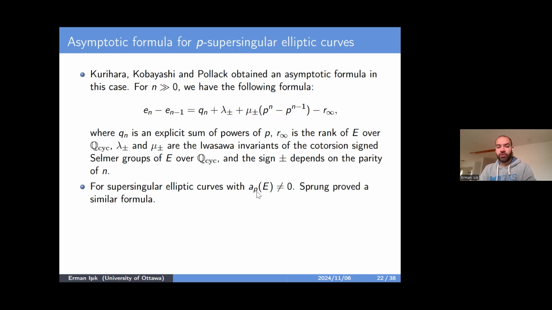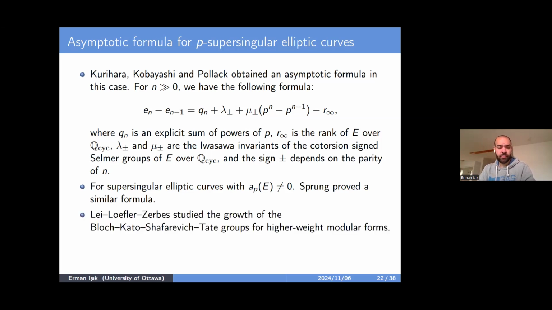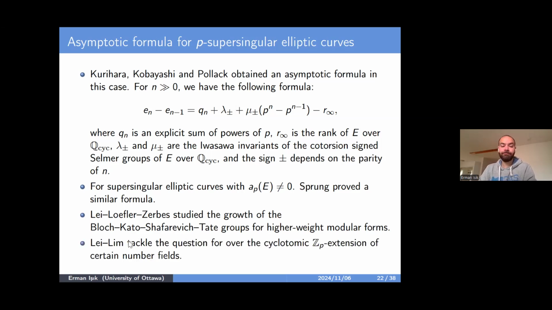For the a_p not zero case, Sprung proved a similar formula using the sharp-flat Iwasawa theory. Later on, Lei, Loeffler, and Zerbes studied the growth of Tate-Shafarevich groups for higher weight modular forms and obtained a similar formula. And Lei and Lim tackled the question, again over the cyclotomic extension, but for certain number fields. I will go back to this case at the end of the talk.